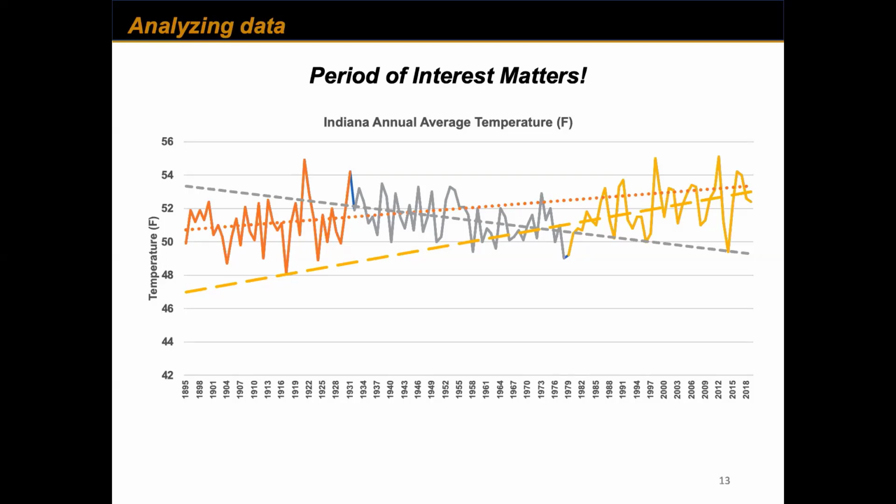So now compare the reddish-orange trend line for the early 1900s with the gold trend line for temperature since 1979. The yellow trend line is much steeper, indicating that the annual average temperature in Indiana is now increasing at a greater rate than when the temperature increased 100 years earlier.